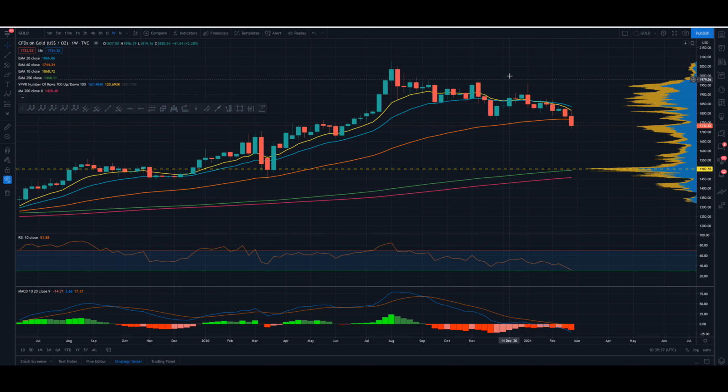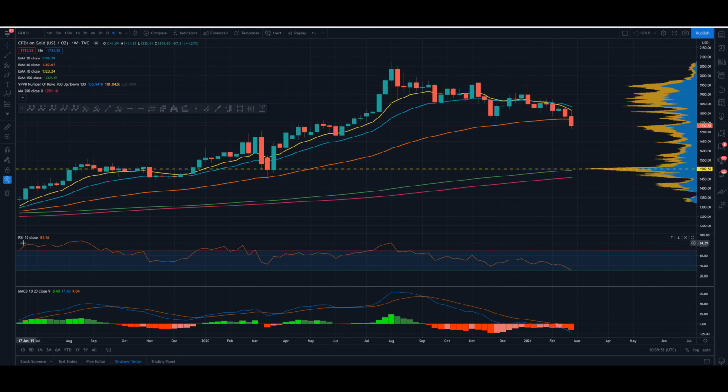Then we've got 4 exponential moving averages, which is a 10 in yellow, 20 in blue, 60 in orange, 250 in green, and we also have a single simple moving average here in this kind of magenta color. This is a 200 moving average. We have a volume profile here on the right hand side. This is a visible range with a built-in point of control, which is our yellow dashed line here.